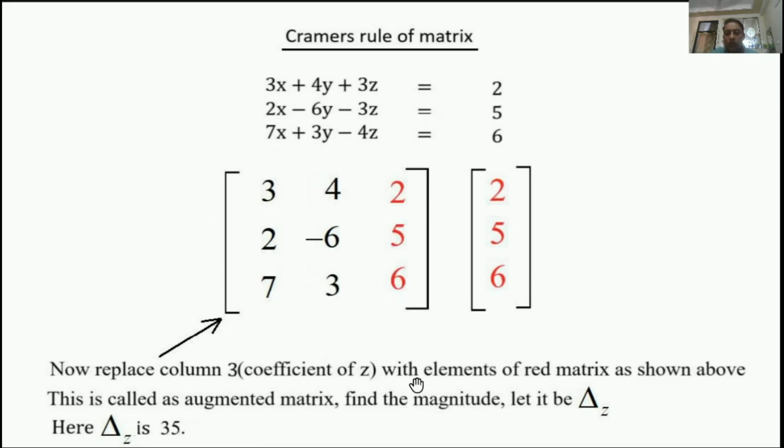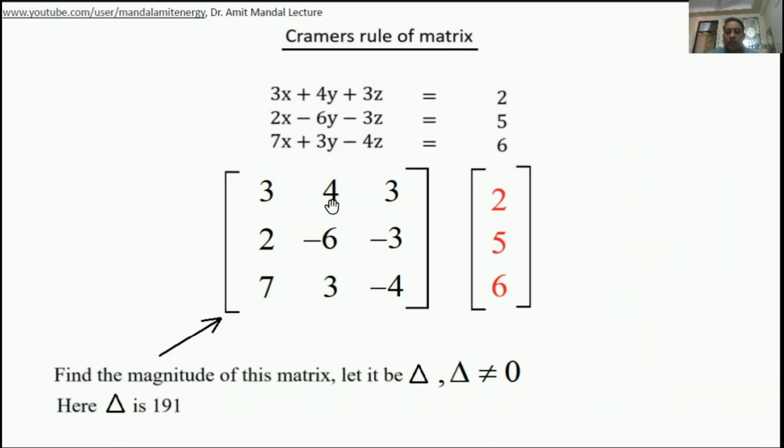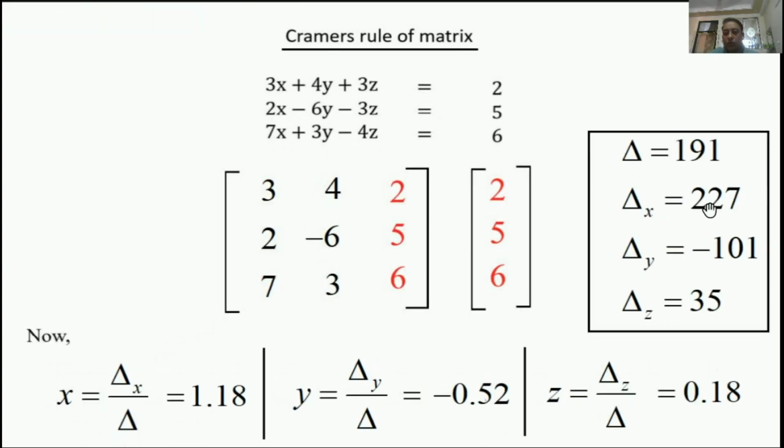Now do the same job with the third column, replacing the coefficients of z, 3, minus 3, minus 4, with the right hand side values 2, 5, 6. Now find the magnitude of this matrix. Let it be del z. I have already calculated that del z is equal to 35. So write it like this: del, with no replacement done, is 191, del x equals 227, del y equals minus 101, and del z equals 35.